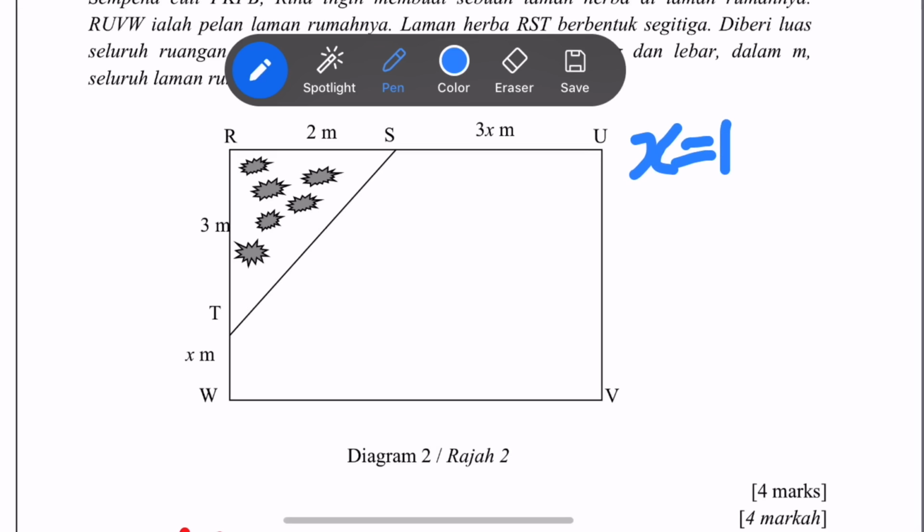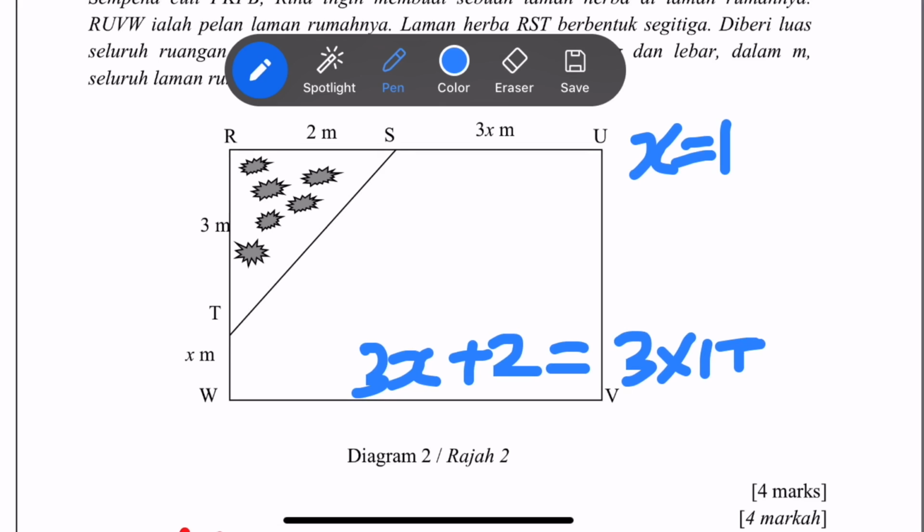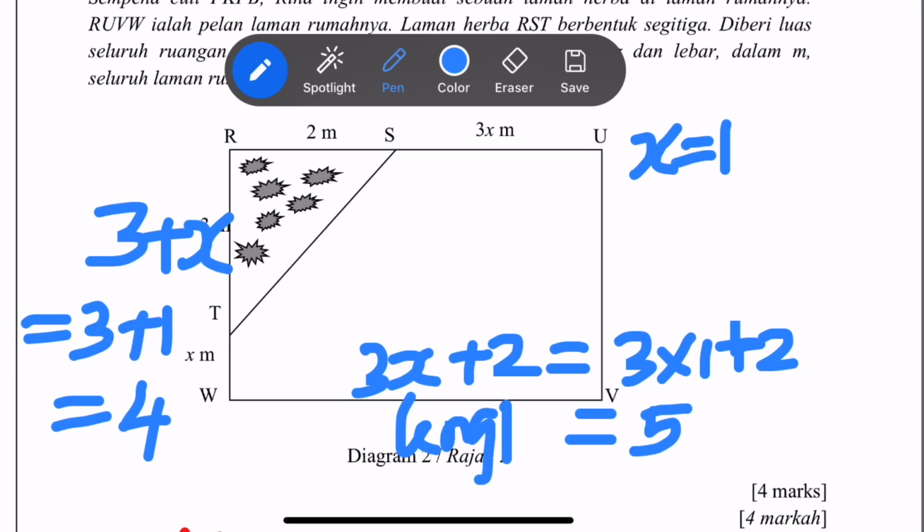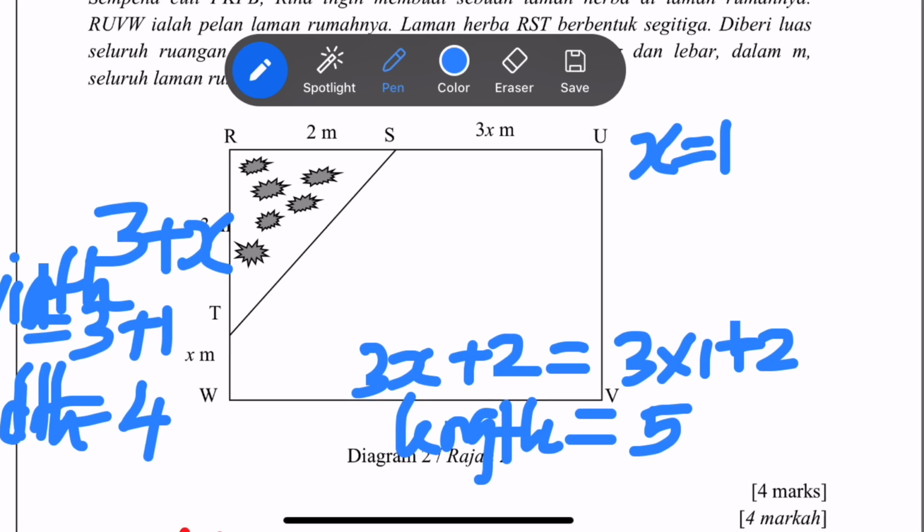Let's have a look at the question again. Your x is 1, so the length is 3 times 1 plus 2, so it's 5 meter, and the width is 3 plus x, or 3 plus 1, so it's 4 meter. Make sure you write your answer as the length equal to 5 meter and the width is 4 meter. Please write the unit for me. I forgot to write the unit, so the unit is very important.